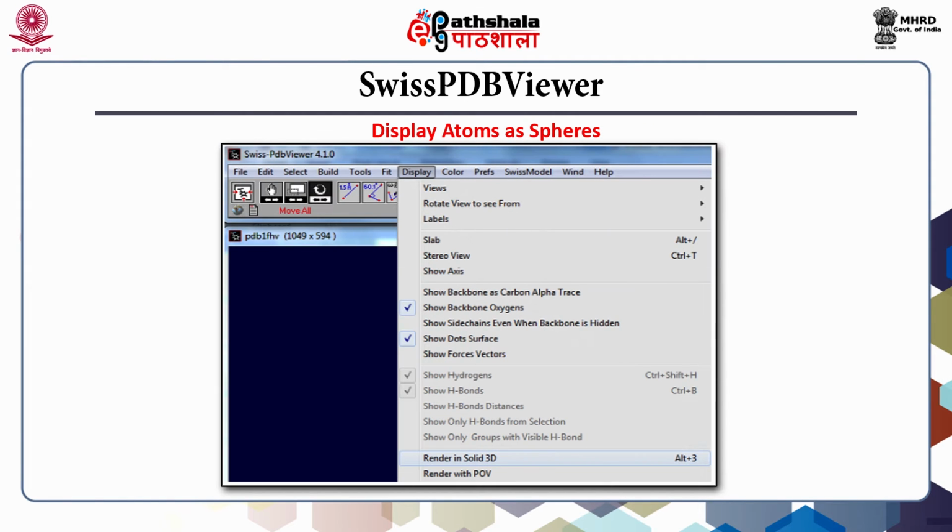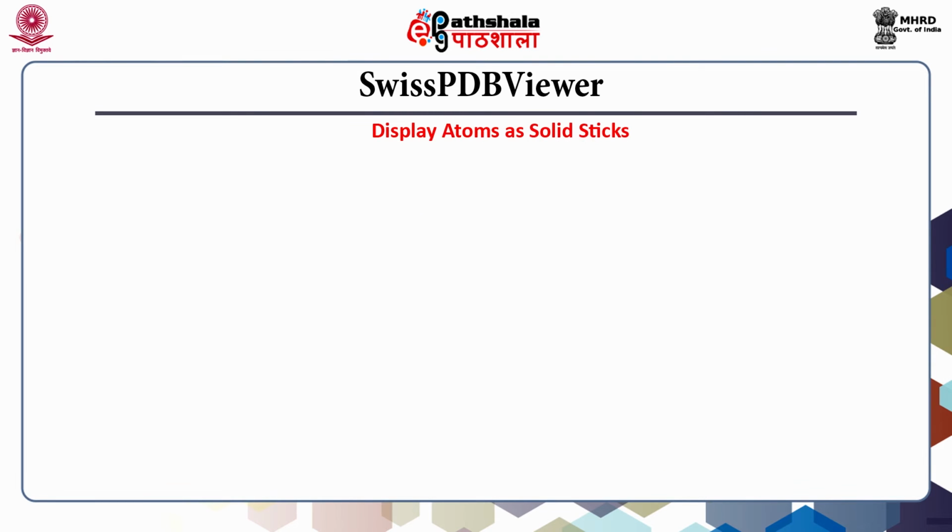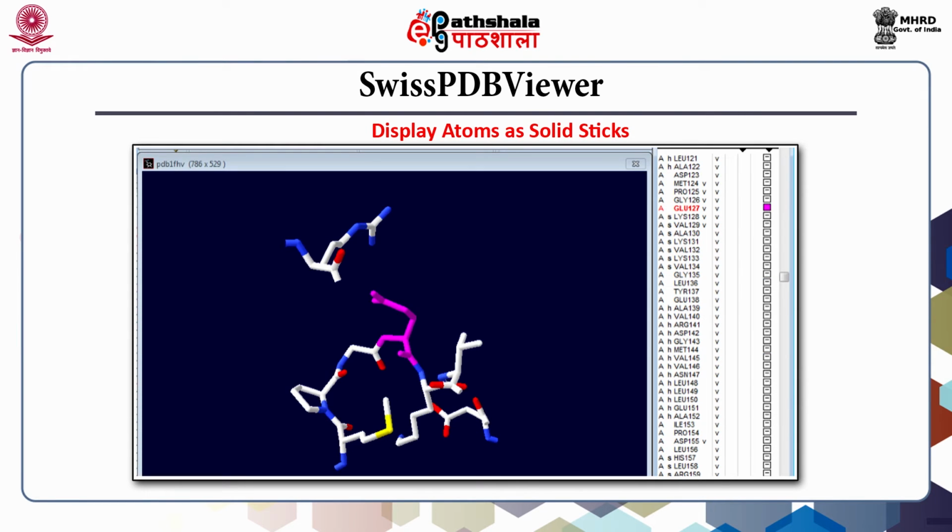Press Shift key and click anywhere in the fourth column. Open display menu from the menu bar and select second last command, render in solid 3D. This will display atoms as spheres. Press Shift key with a click in the fourth column to display the residues as solid sticks.